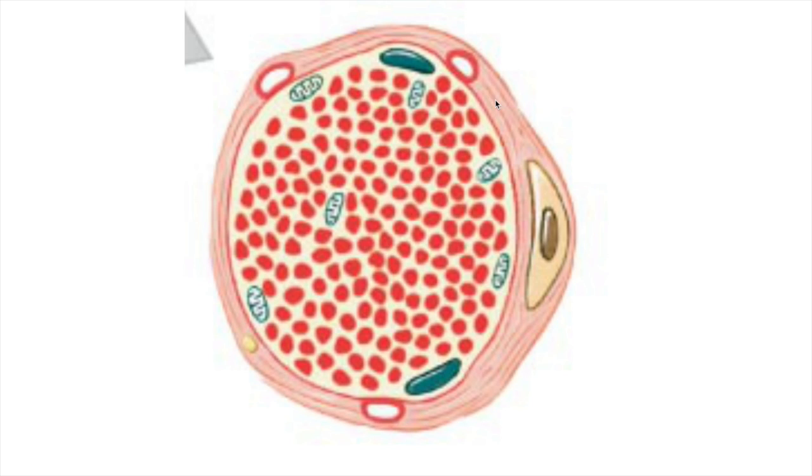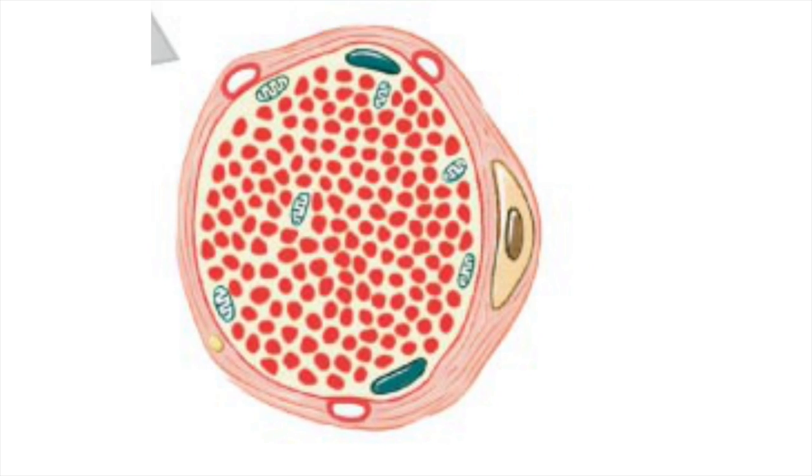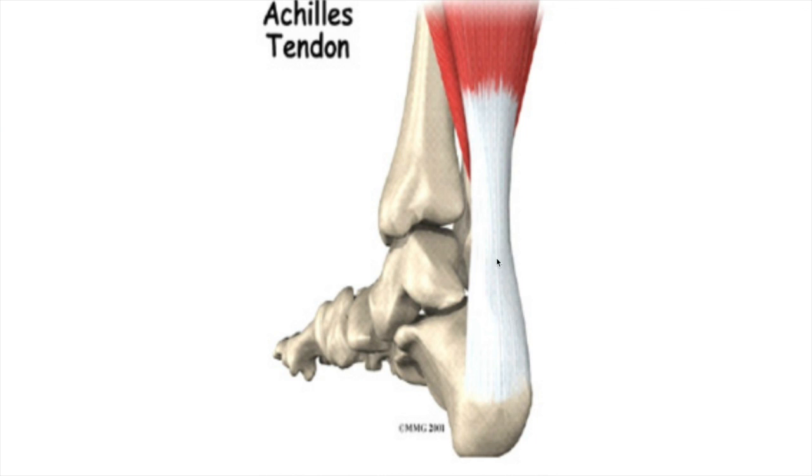So that's important. These 3 connective tissues that are around muscles, they fuse at the end of a muscle to form a tendon, such as your Achilles tendon.